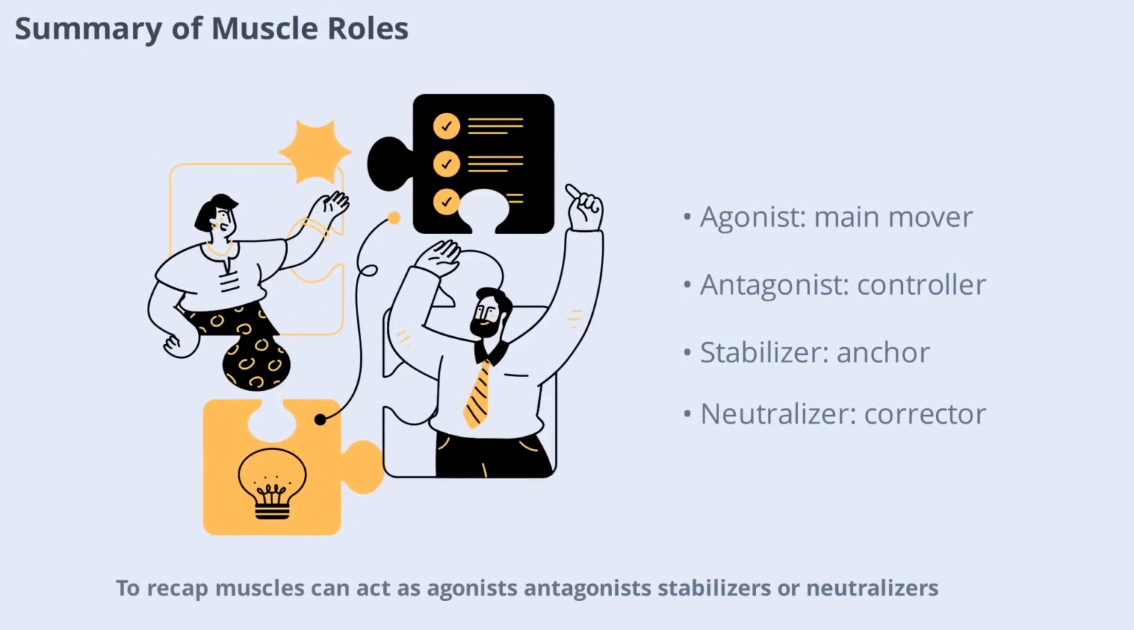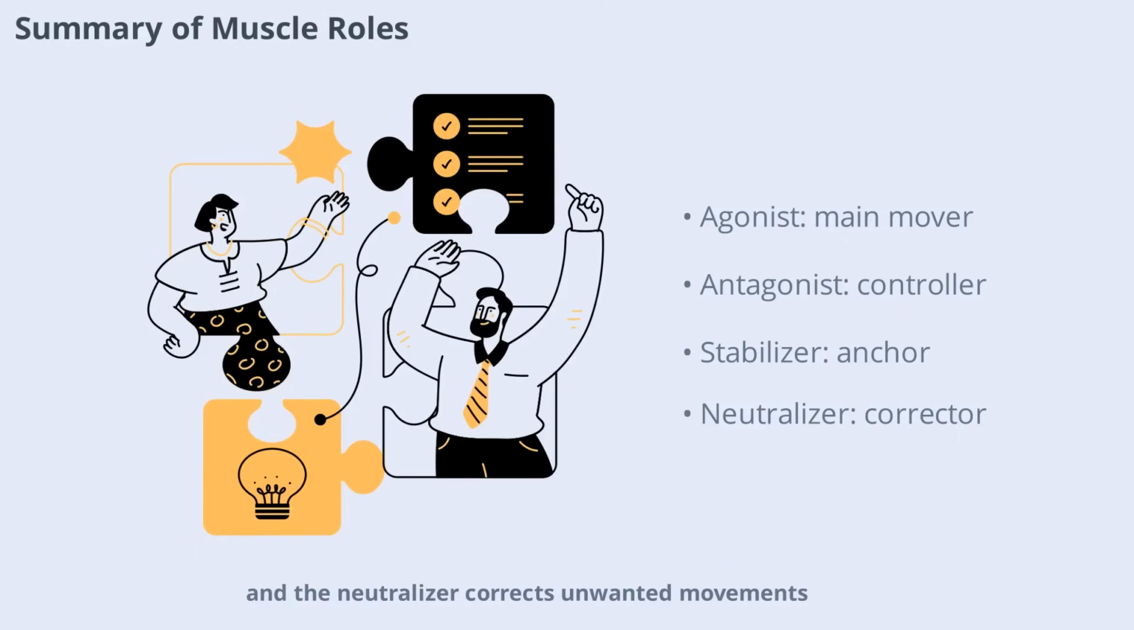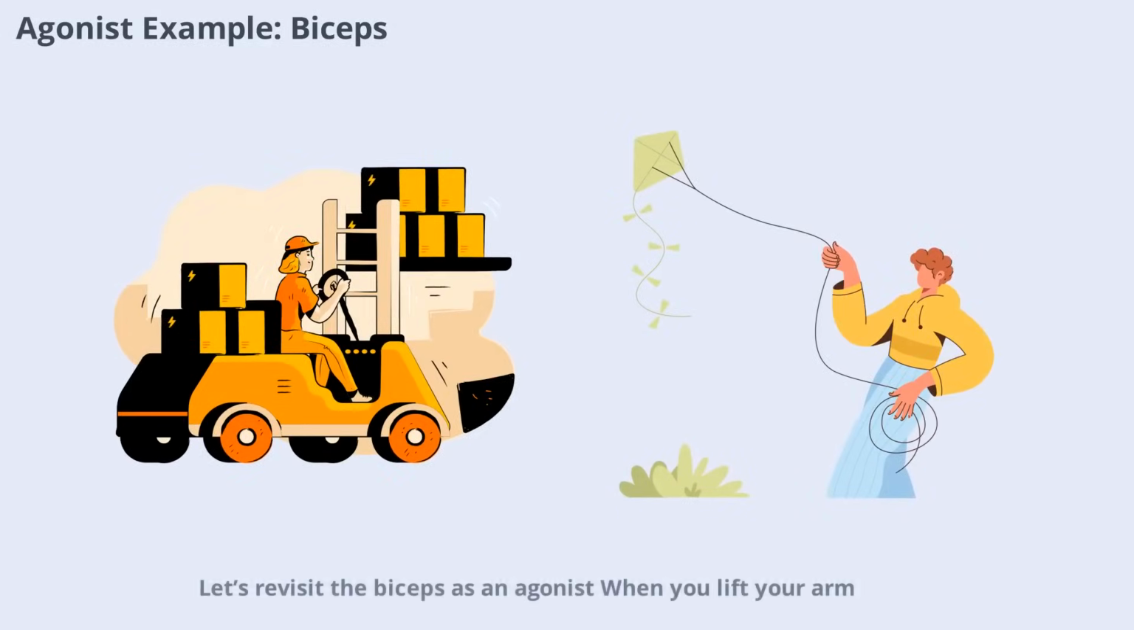Recap: muscles can act as agonists, antagonists, stabilizers, or neutralizers depending on the movement and context. The agonist is the main mover, the antagonist controls or opposes the action, the stabilizer provides support, and the neutralizer corrects unwanted movements. This teamwork ensures our bodies move efficiently and safely, adapting to a wide range of activities and challenges. Let's revisit the biceps as an agonist.